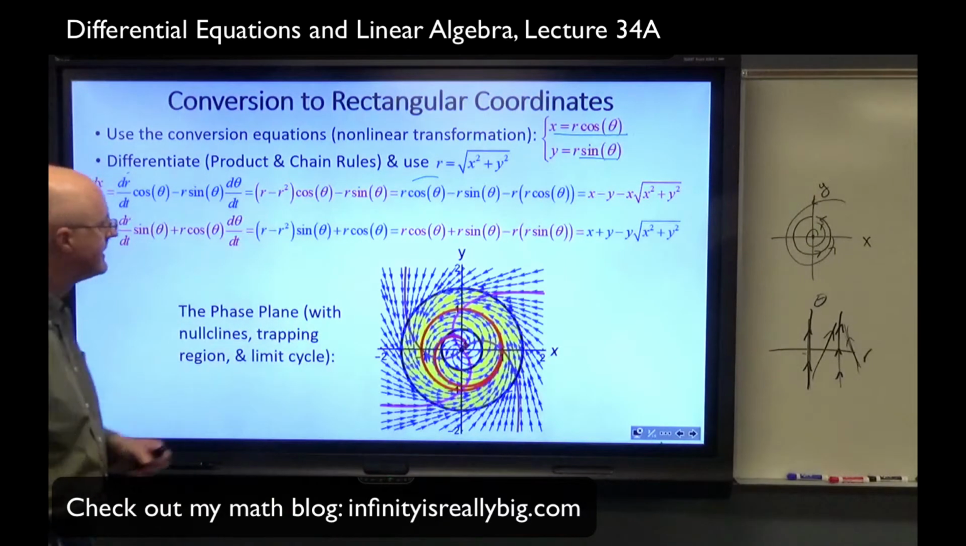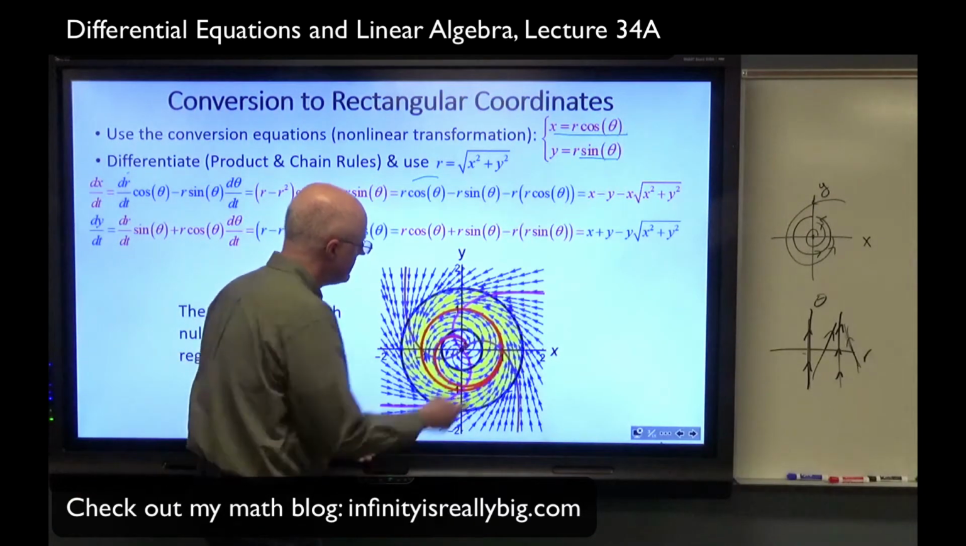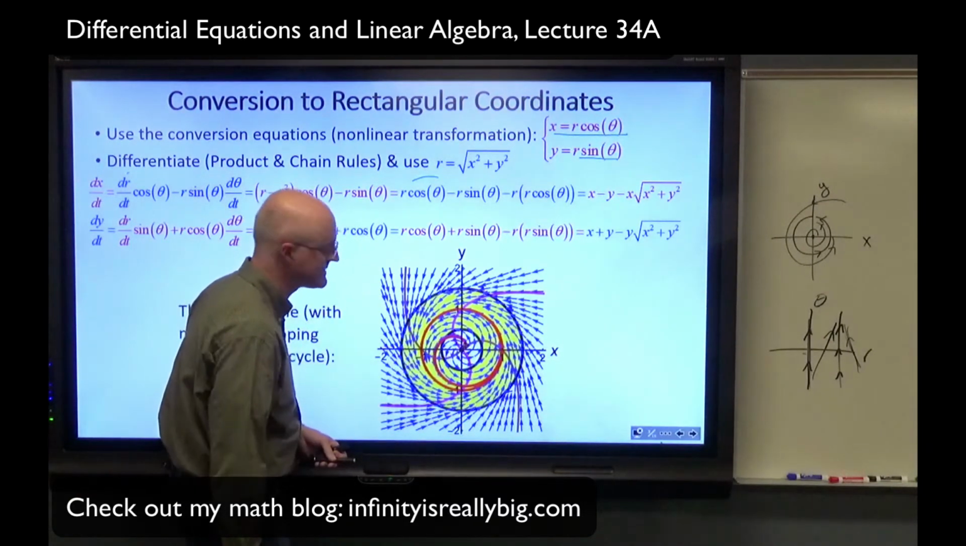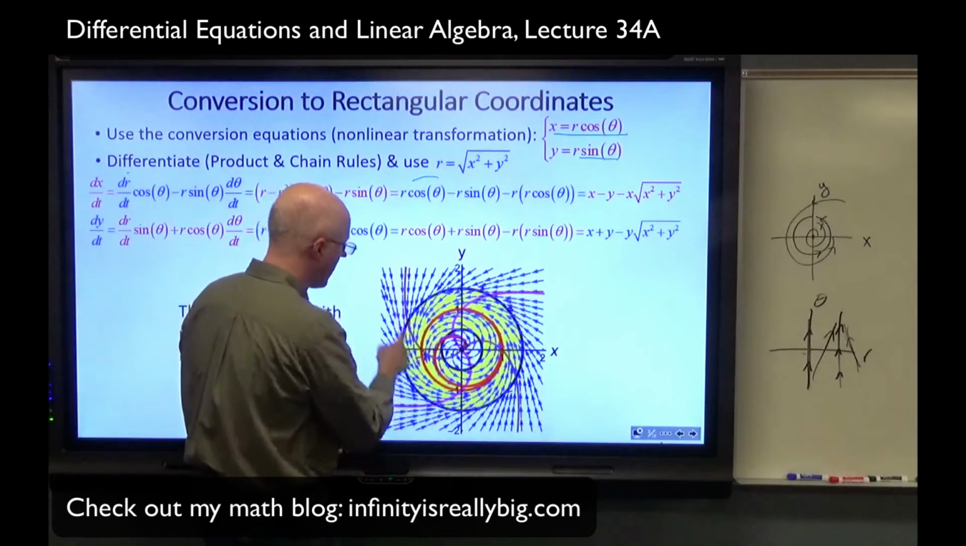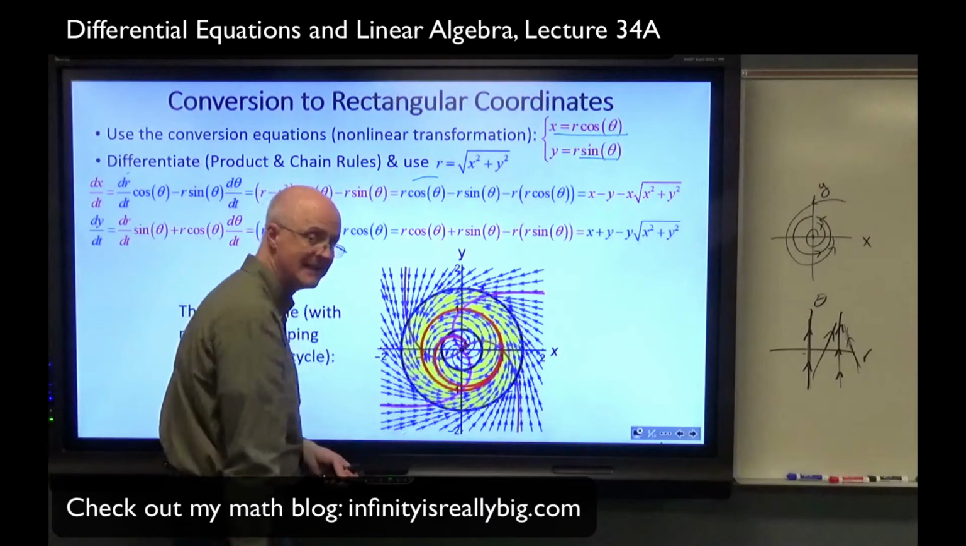There we have it. The blue arrows represent solution curves. The pink and brown curves represent nullclines. This pink one, or the brown one, let's look at first, is the x nullcline. You can see solutions are crossing that vertically.